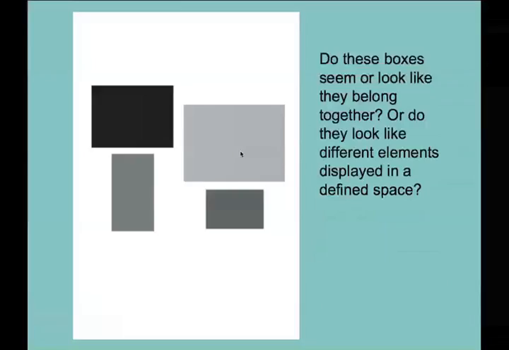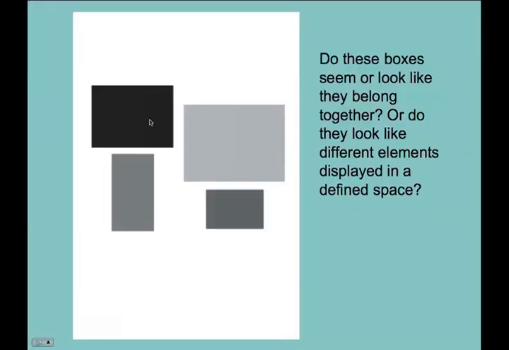This is an example. Do these boxes look like they belong together, or do they look like different elements displayed in a defined space? So you look at this, and you see that they're all boxes, right? So we know that in one of the rules of creating unity, you can use similarity. So you could argue that these are all rectangles and they're all shades of gray. So you kind of have some unity there. But looking at them on this page, does it look like they belong together?